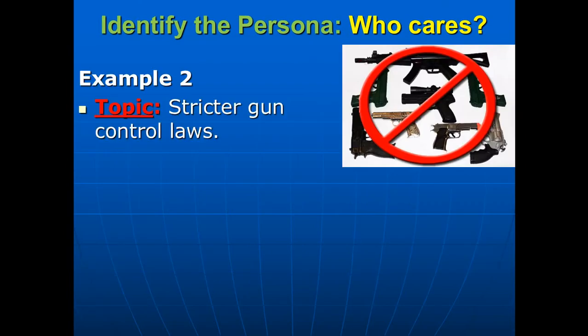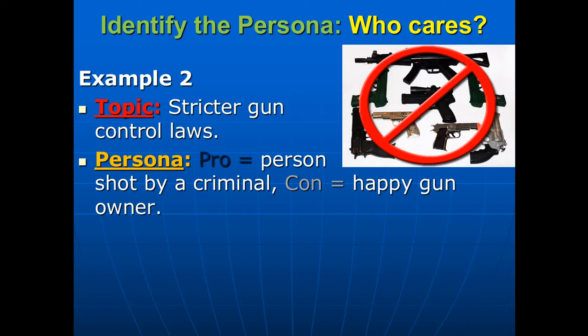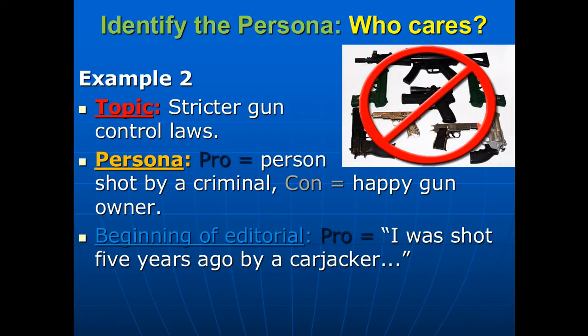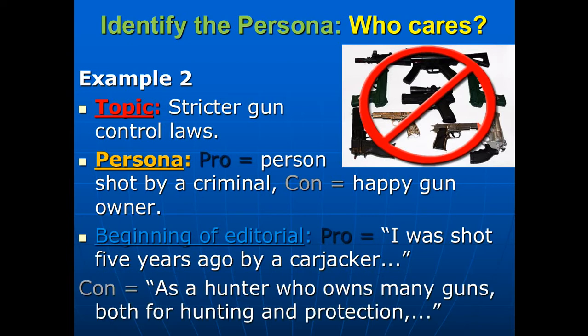For another example, we can talk about stricter gun control laws. So again, some examples. Someone who's in favor of stricter gun control laws might be someone who's been shot by a criminal. Someone who's against stricter gun control laws might be someone who owns a gun and is happy with being able to own a gun. So you would want to identify who this persona is. I was shot 5 years ago by a carjacker, as the pro editorial. As the con one, I am a hunter who owns many guns, both for hunting and protection. So you're explaining who this persona is in each case.